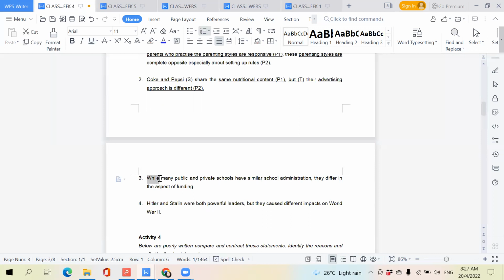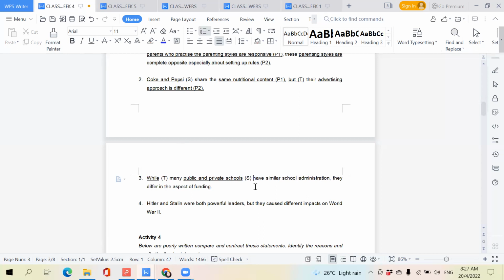Okay, so we did this already. While, so this is the first transition, but this is the transition signal used in this sentence. So I'll highlight this. Next, where are the subjects? Very easily there, public and private schools. So these are your subjects. Next, have similar school administration, very clear cut as well.